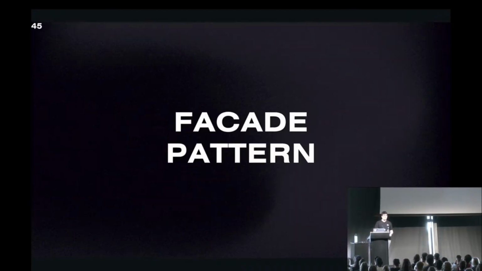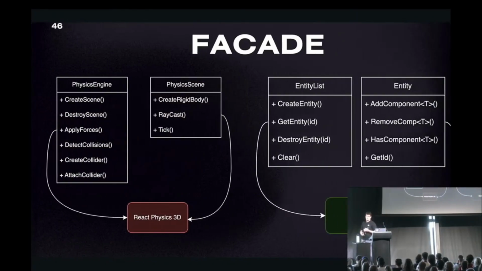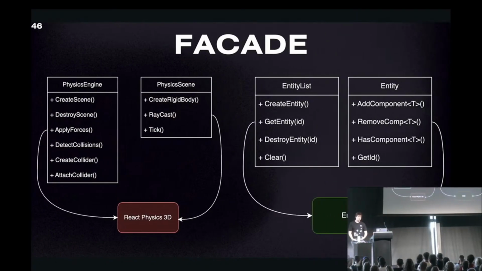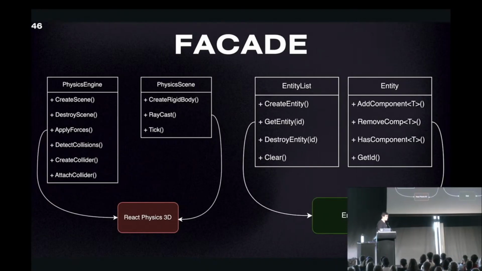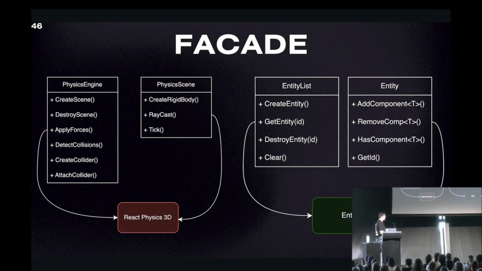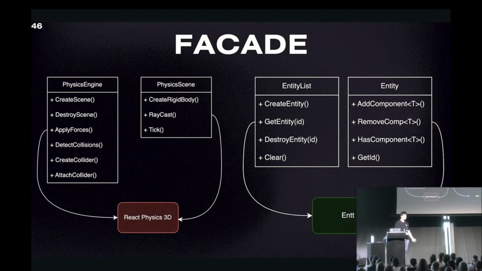This is where the facade pattern comes in. The use of the facade pattern allows you to hide all of your implementations behind a class and use a third-party library. For example, instead of building your own physics engine, create the API for it and then use a third-party library such as ReactPhysics3D under the hood. This means that at any time you can swap out the API with your own implementation or swap it out with another third-party library. The same would go for your entity list and entities using a library such as EnTT.